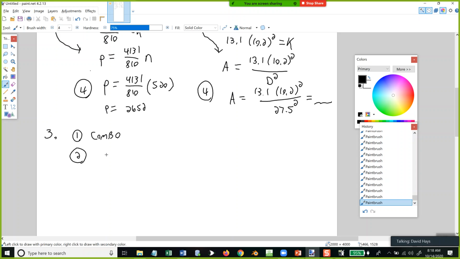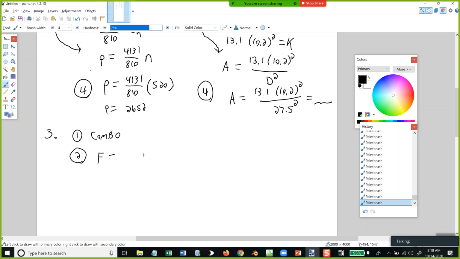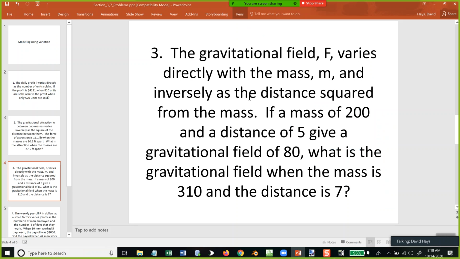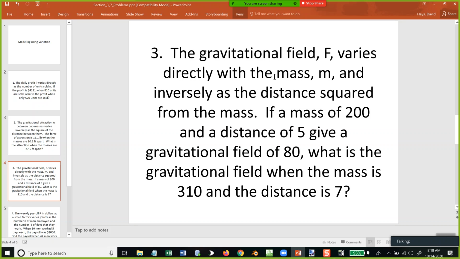And specifically, when I'm writing it down, I'm going to replace my variables. So put my variables in there. Gravitational field F varies directly. So varies is your equals. So F equals directly with the mass m. So that'd be Km. K always goes up on top, never goes in the denominator. And the only part that ever goes in the denominator is the inverse part. So varies directly with mass m, and inverse is the distance squared from the mass. So d squared.